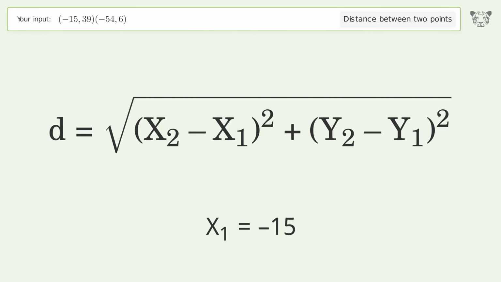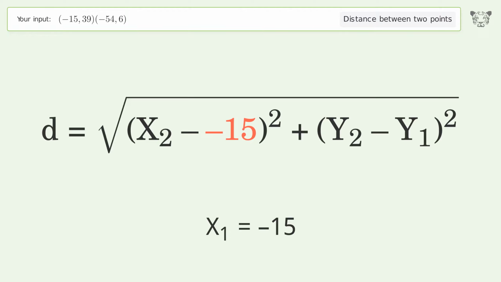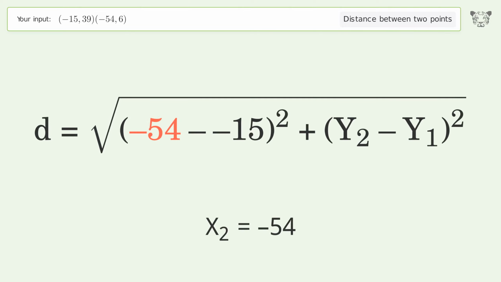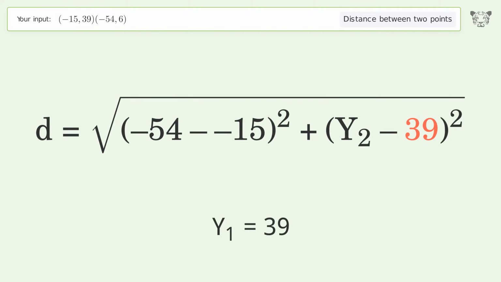x1 equals -15. x2 equals -54. y1 equals 39. y2 equals 6.